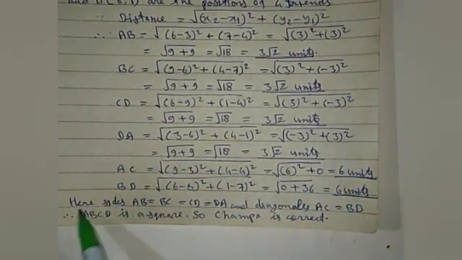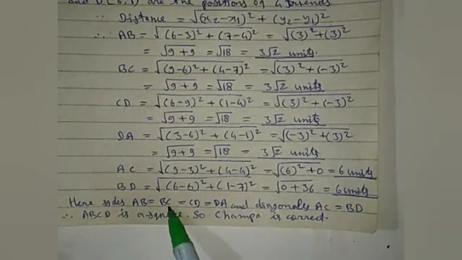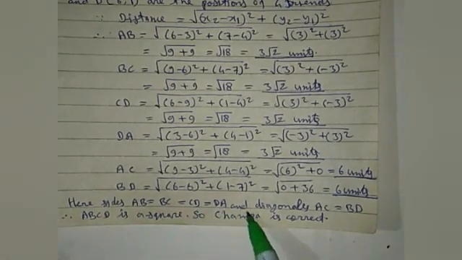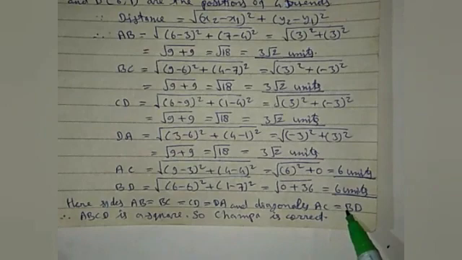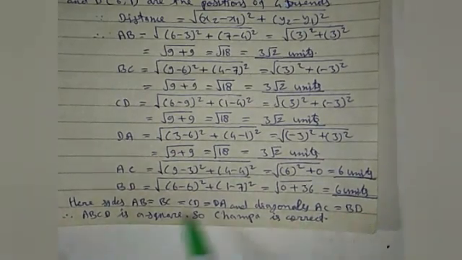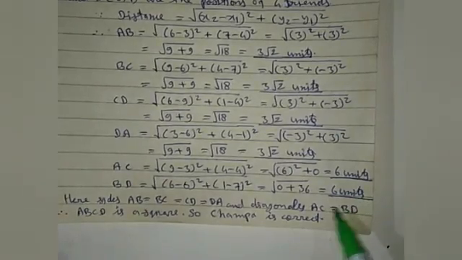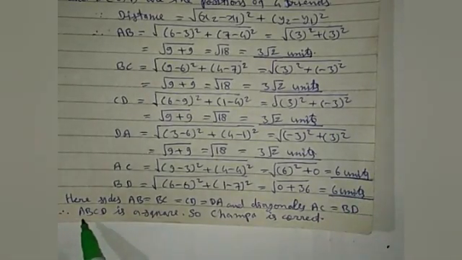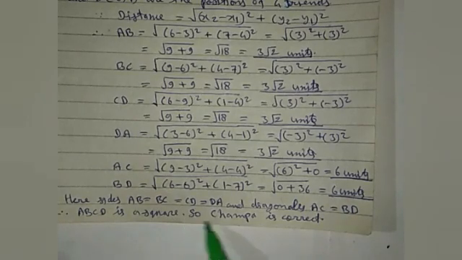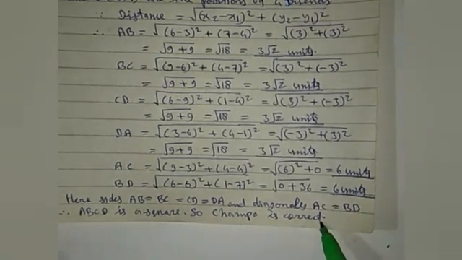So here see that sides AB equal to BC equal to CD equal to DA and diagonals AC is equal to BD. Because 4 sides are equal and diagonals are also equal to each other, hence this figure ABCD is a square and it is said by Champa, so Champa is correct.